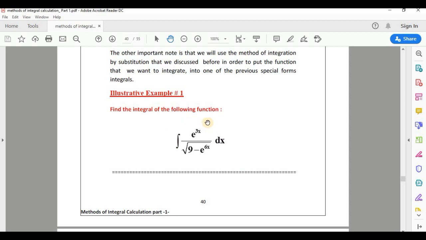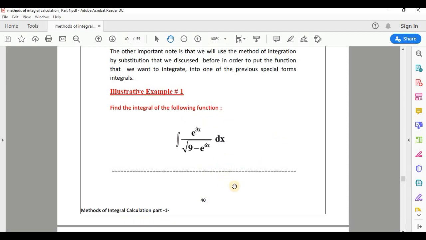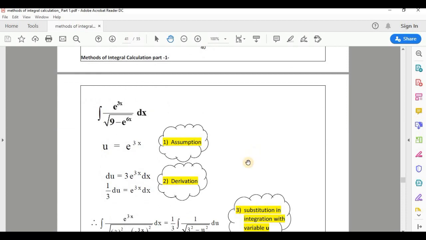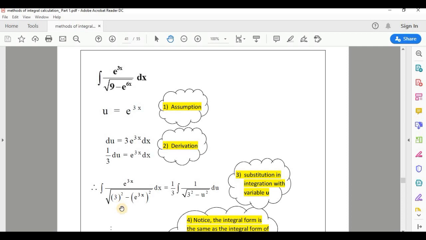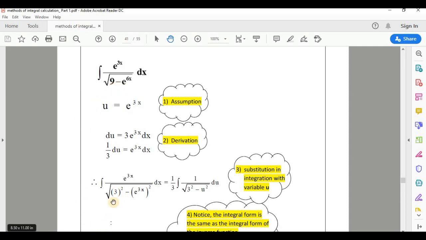Find the integral of the following function. We have this function, how will we solve it? Let's see. The first step: we have a square root, and we will try to arrange this part like this. We have a number, and we will try to put it to the power 2, and arrange this part to the power 2. How will we do that? It will be like this. We have 9, so it will be 3 to the power 2, minus e to the power 6x, which is e to the power 3x, all to the power 2.